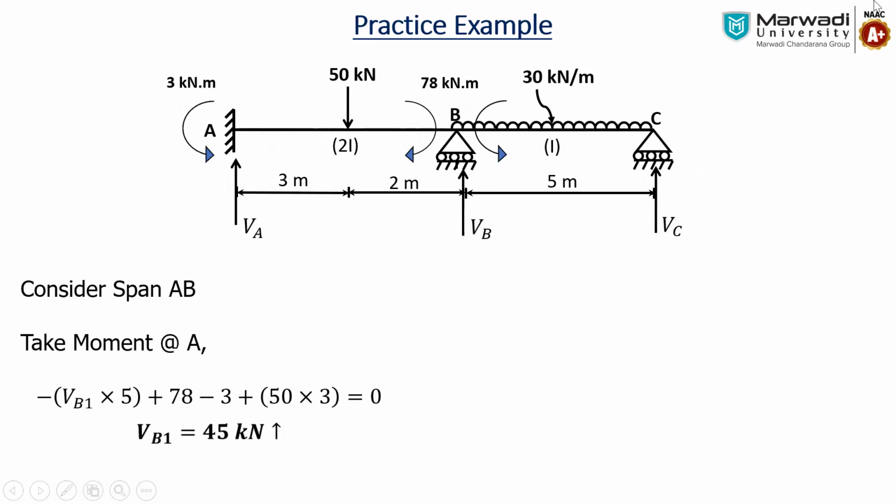Why is it VB1? Because VB supports both the members, AB and BC. So it is divided into two portions, VB1 and VB2. So total load is 50, so VA will become 5 kilonewton.